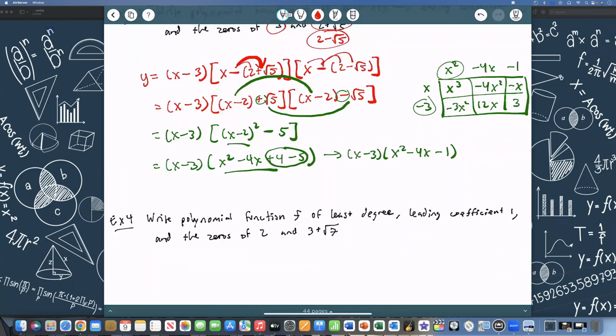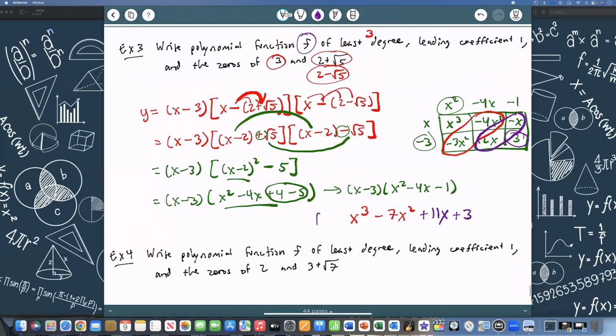Okay, so if you combine your x squared terms here, the x cubed, we have nothing to combine that with. Negative 3x squared and negative 4x squared is negative 7x squared. I'll color code this. 12x minus x is just 11x. And then that 3 here, nothing to combine that with. So it says write a function f, so we'll make sure to call this f rather than just y. My final function would be x cubed minus 7x squared plus 11x plus 3.